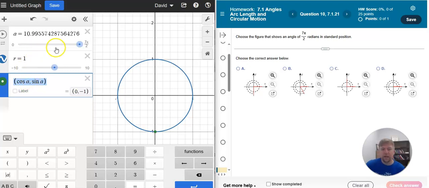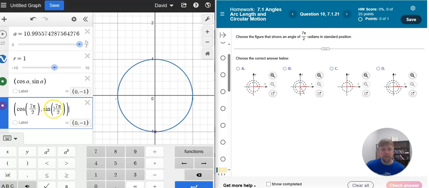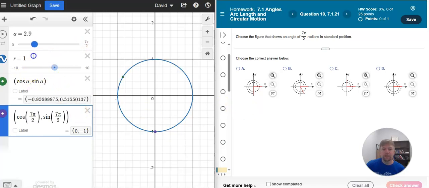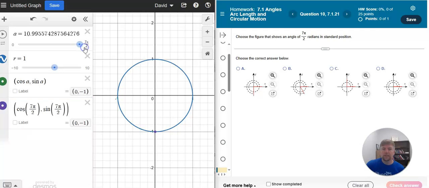The reason why I did it with a slider was to get that rotation all the way around. I could have just done the cosine of 7 pi over 2 comma the sine of 7 pi over 2, specifically putting the point that they give me in there, and it would give me the xy coordinate of where you would end up. But that doesn't show me that it rotates all the way around once before it finally stops on that negative y-axis. So anyway, either way would help with this problem. But again, the slider is what makes it so you can see the full rotation as you advance the slider.